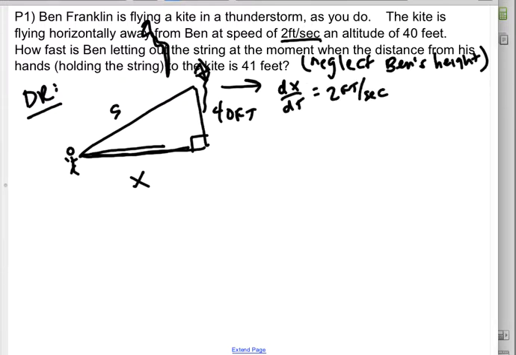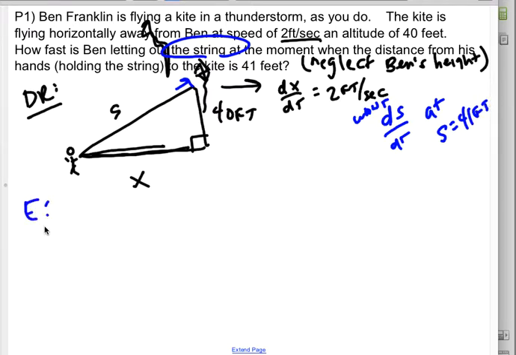So that's dx/dt. What we seem to want is how fast he's letting out the string. So we want ds/dt at the moment when the string is 41 feet out. So I need an equation. Well, that's going to be the Pythagorean theorem again, right? So x squared plus 40 squared equals s squared.